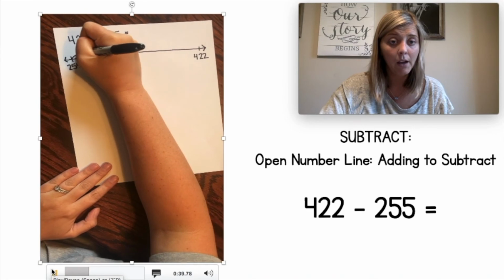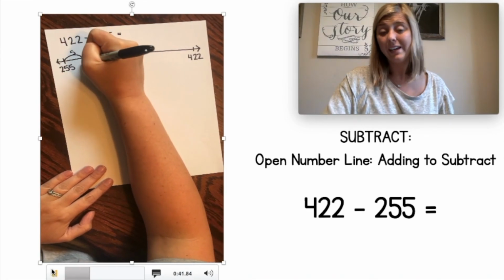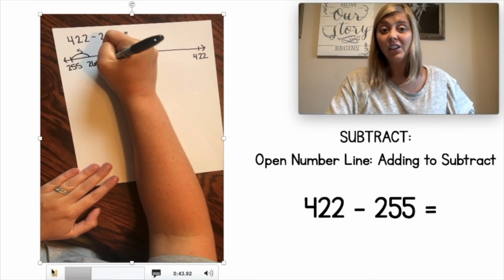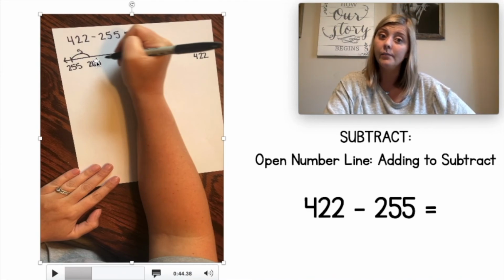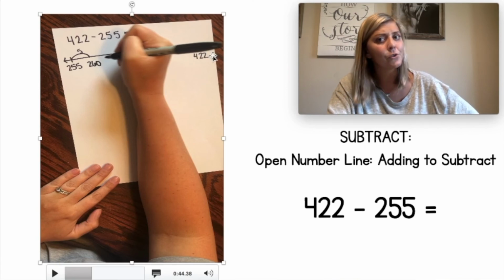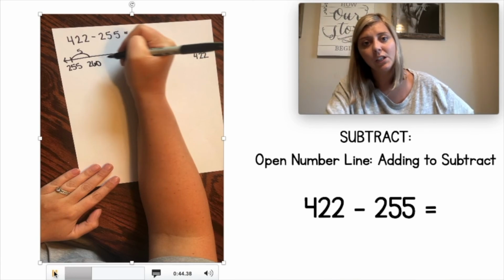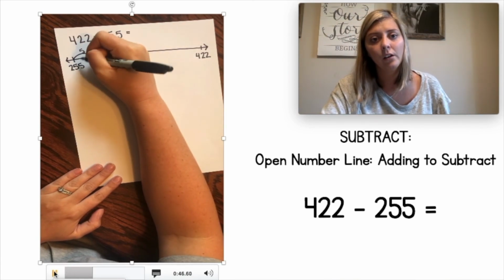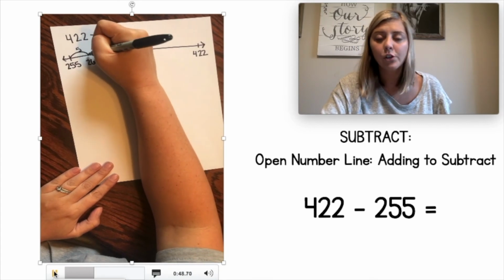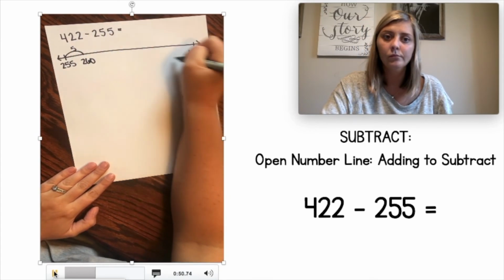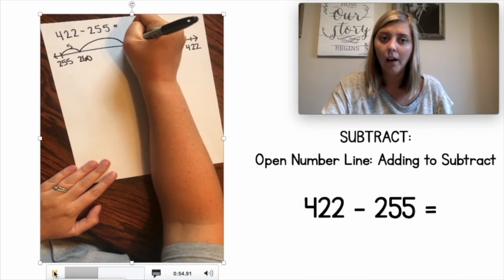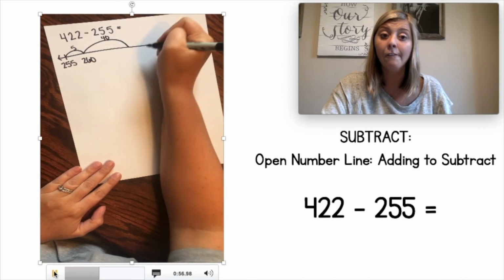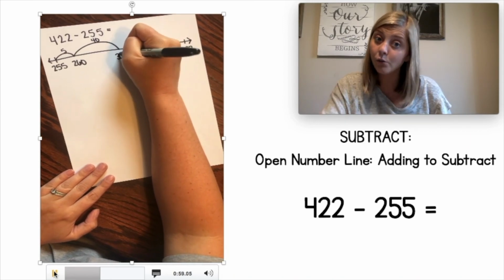Well, the first thing I'm going to do is make a 10 and get a little bit closer. If I go just 5 more, I'll get to 260. But am I there at 422 yet? No. So I'm going to have to keep going. I'm going to try to make 100 now. And I know that if I'm starting at 260, I can take a big hop of 40, and that gets me to 300.